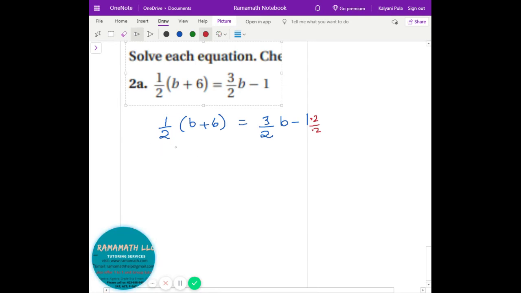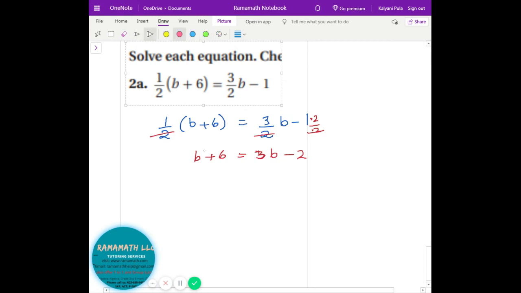So once you feel confident, like, oh yes, I see the 2 here, I see the 2 here, I see 2 here, you just drop the denominators. Simple. And then I have B plus 6 here, and then this is going to be 3B minus 2. Okay. Then it looks like a simple equation. It's not a big deal. So the only thing is, at the beginning, the fractions scare you, but once you take care of the denominator, that's it. It's a simple question.